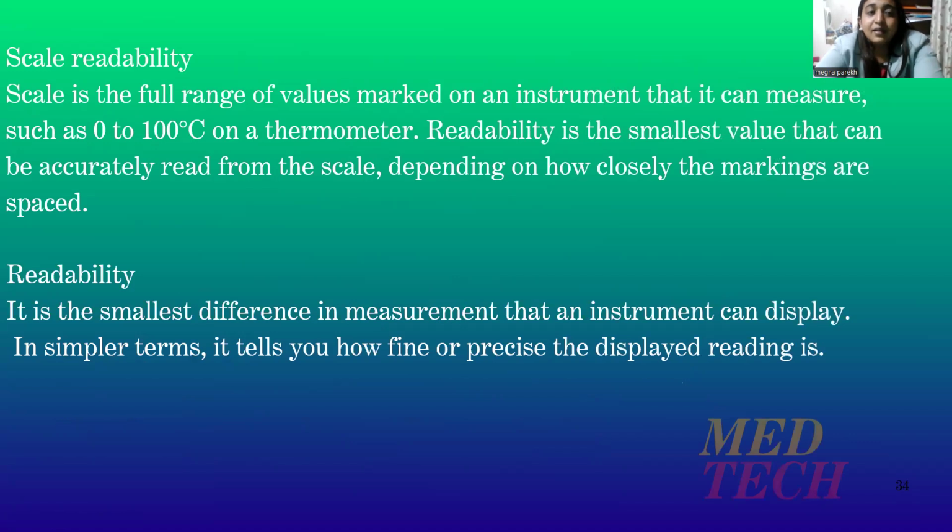Scale readability. As the name suggests, the scale is the full range of values marked on an instrument that it can measure, such as 0 to 100 degrees Celsius on a thermometer. Readability is the smallest value that can be accurately read from the scale, depending on how closely the markings are spaced. Readability is the smallest difference in measurement that an instrument can display. In simple terms, it tells you how fine or precise the display reading is.